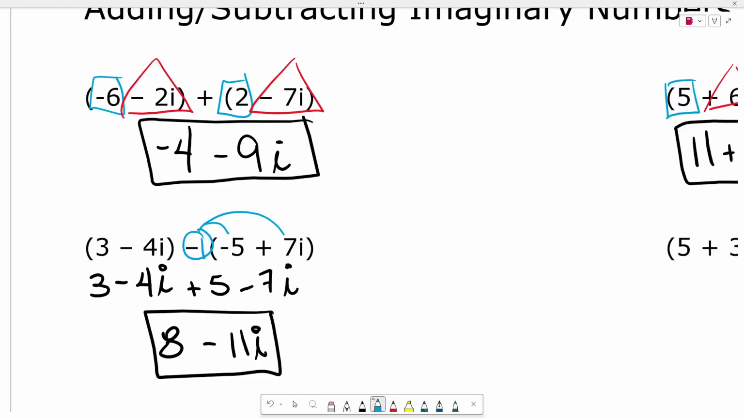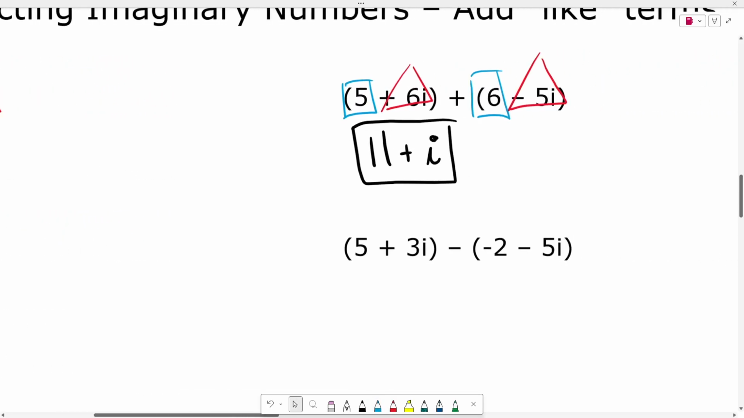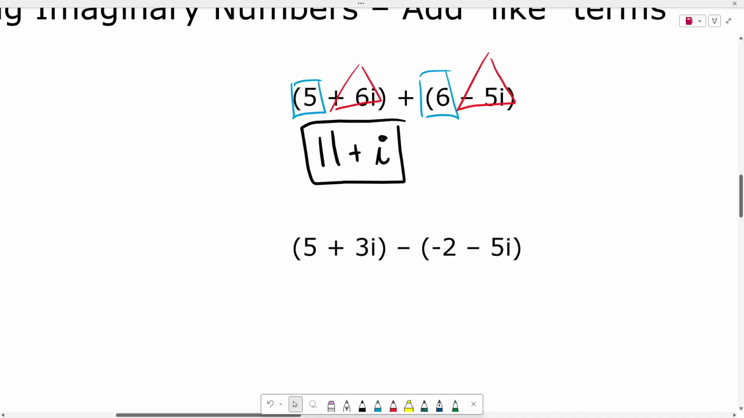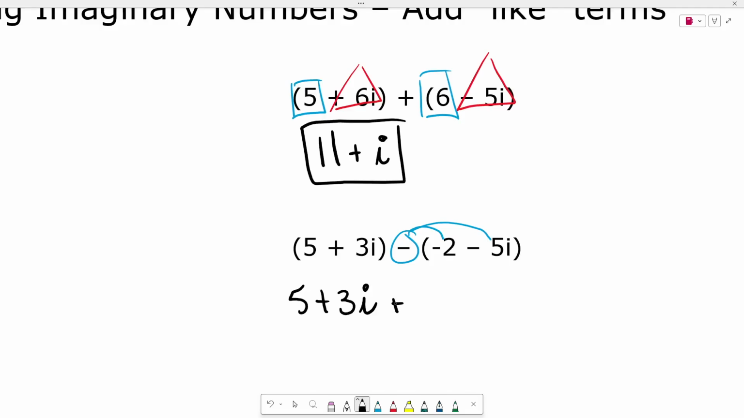Looking at another example like that one. Here, I'm going to simplify this right here, distribute it into here. So rewriting the problem, I got my 5 plus 3i chilling at the front, waiting to see what happens. A negative and a negative makes that a plus 2. A negative and a negative makes that a plus 5i.